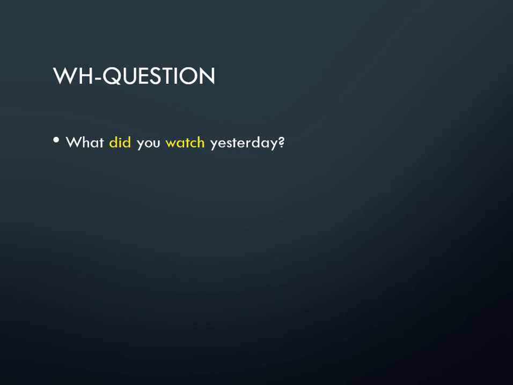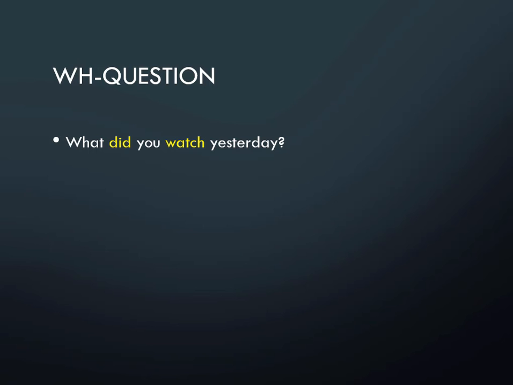Before we end the second part, we should know how to make a WH question in the past simple, and how we can change this question into passive voice from active to passive. If you look at this question in front of you, what did you watch yesterday? We watched a film or an action movie, okay? But here the object is not included in this sentence because we are asking about it.